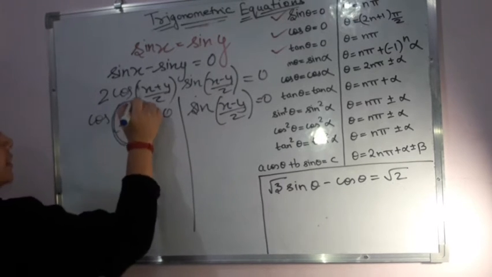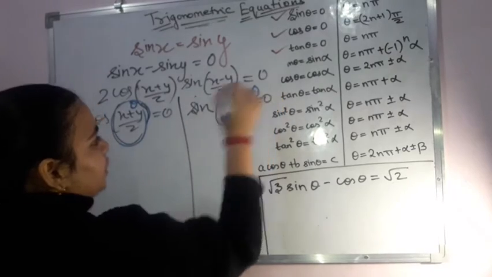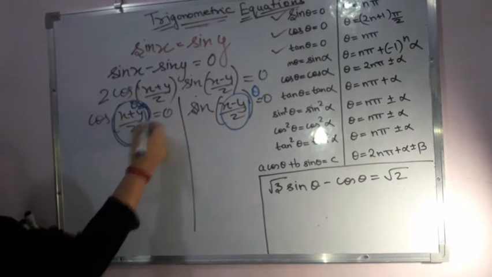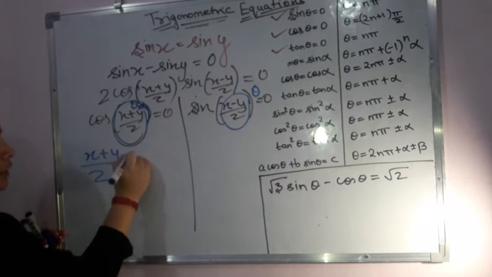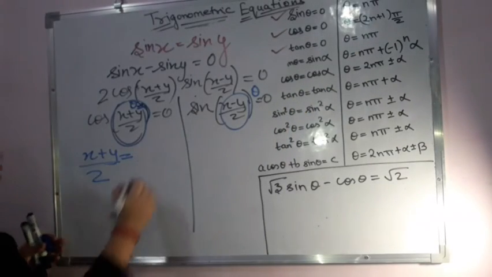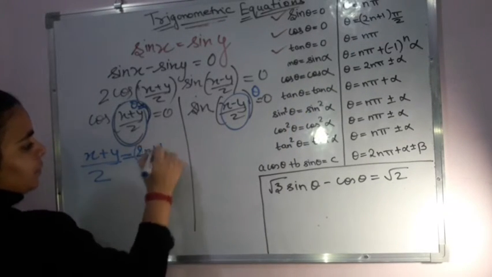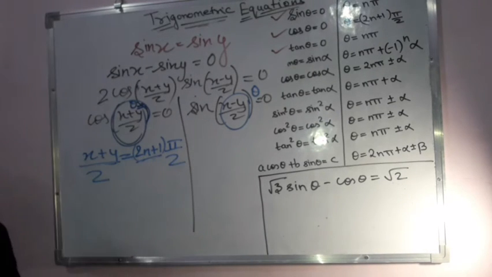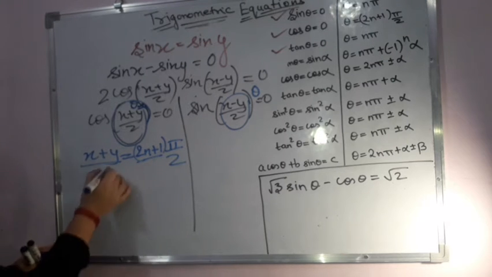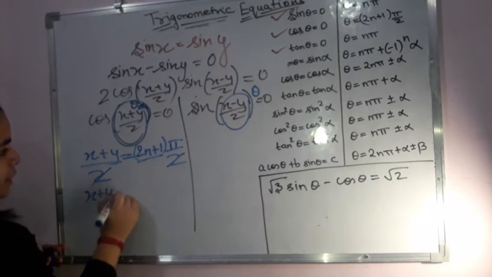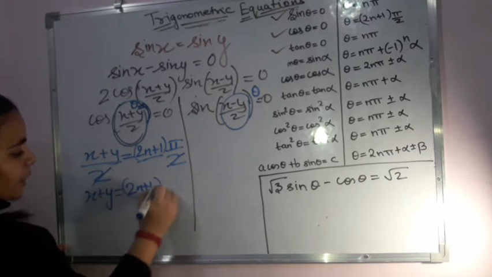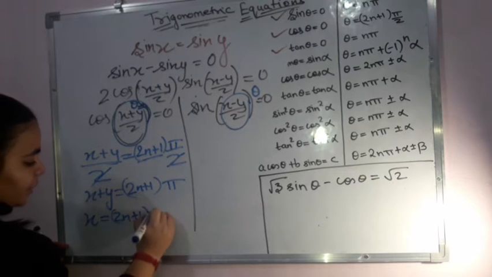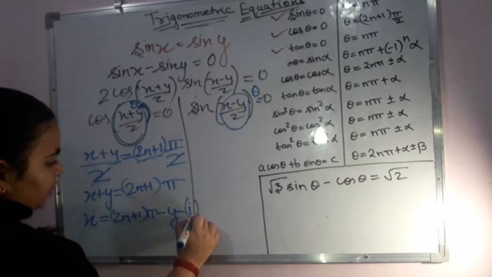This is clear now. This is theta over here, and in this case we will consider this to be theta, right? So if cos theta is equal to 0, then theta, that is (x plus y) by 2, is equal to (2n plus 1) pi by 2. Nothing we are doing, just from the previous derivations we have put this value over here. The 2 gets cancelled, so I have x plus y is equal to (2n plus 1) pi. That means x is equal to (2n plus 1) pi minus y. This becomes our first equation, right?